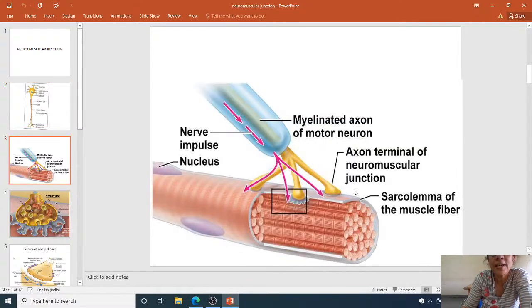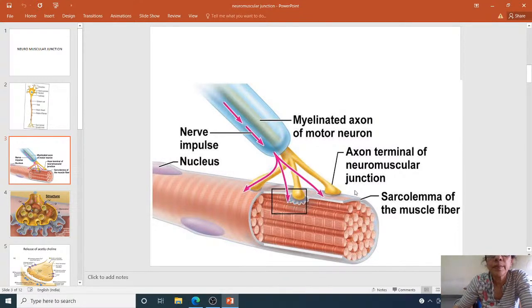This is the motor end plate, the word you should use. The terminal buttons make close and intensive contact with the muscle sarcoplasm. That is called the motor end plate. Each motor end plate has one nerve fiber, and this is present in the center of the muscle fiber so that impulses can spread evenly in both directions.